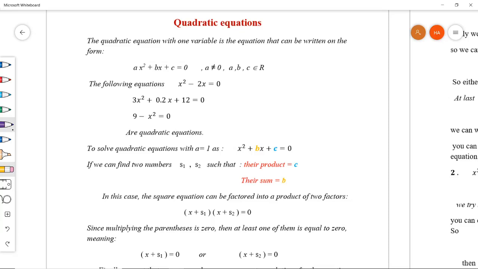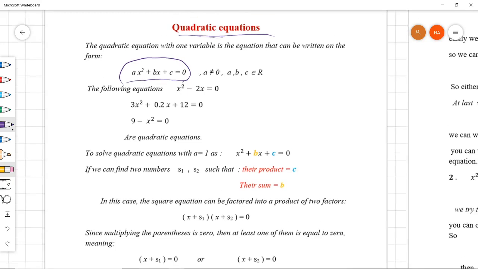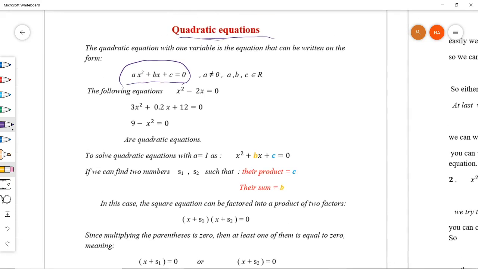السلام عليكم أعزائي الطلاب. الآن بدنا نبدأ بالدرس الثاني بشابتر 3 المعادلات التربيعية Quadratic Equations. Quadratic equations is the equations which can be written in this form. يعني أي شيء بينكتب على هاي الصورة ax squared plus bx plus c such that a is not 0 and a, b, c any three real numbers.